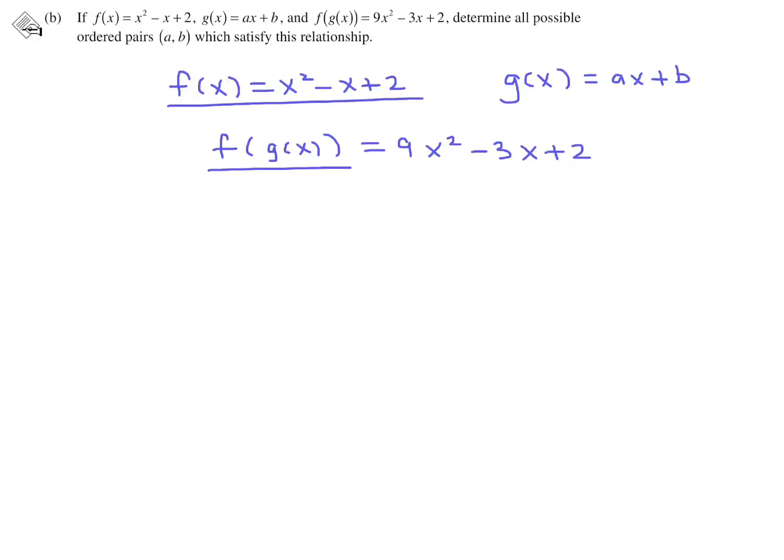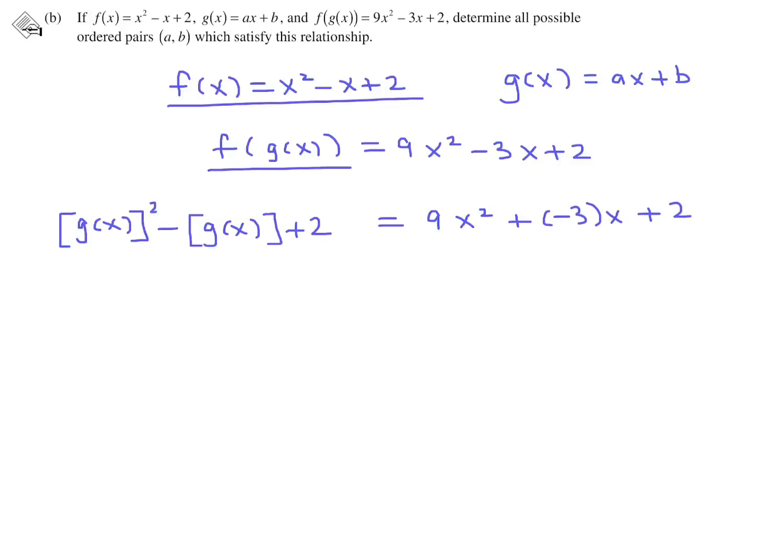This side, I use this equation. So f at g at x, whatever goes in here goes into the x's. So I'll do exactly that: g at x squared, I'm following this one right there, minus g at x plus 2. Okay, so I hope that made sense. And then, of course, I've got my 9x squared minus 3x plus 2.